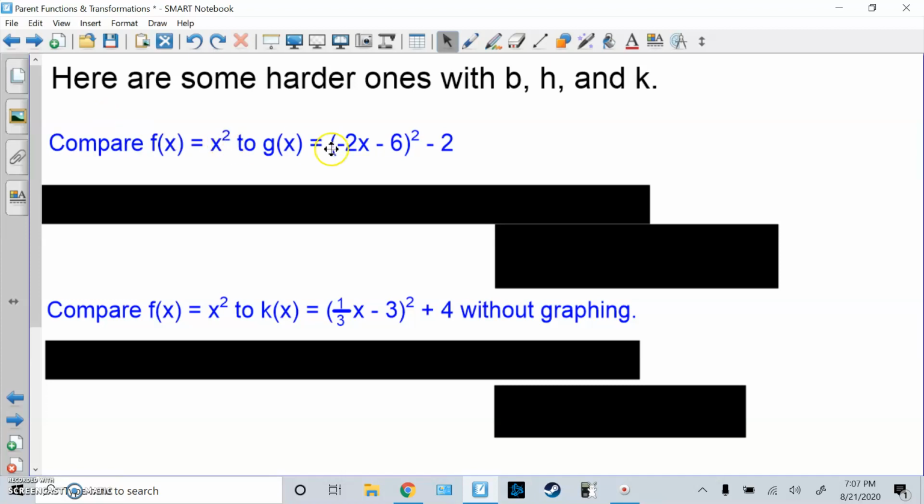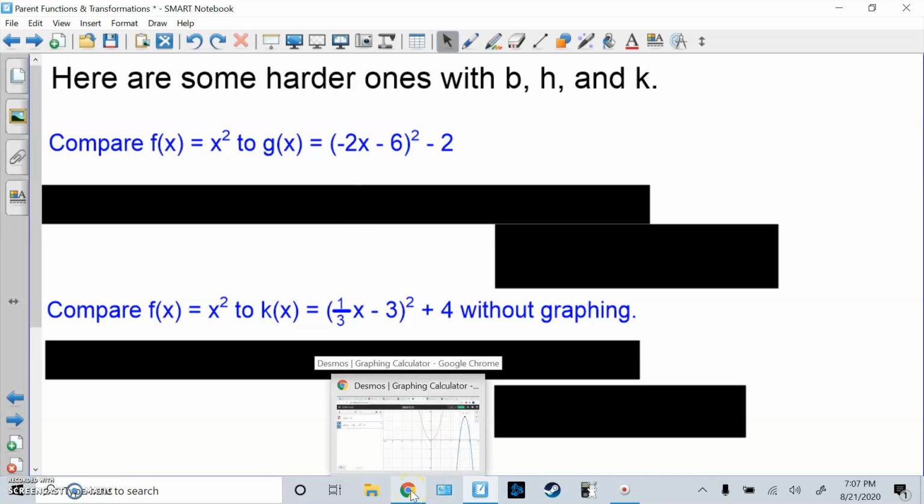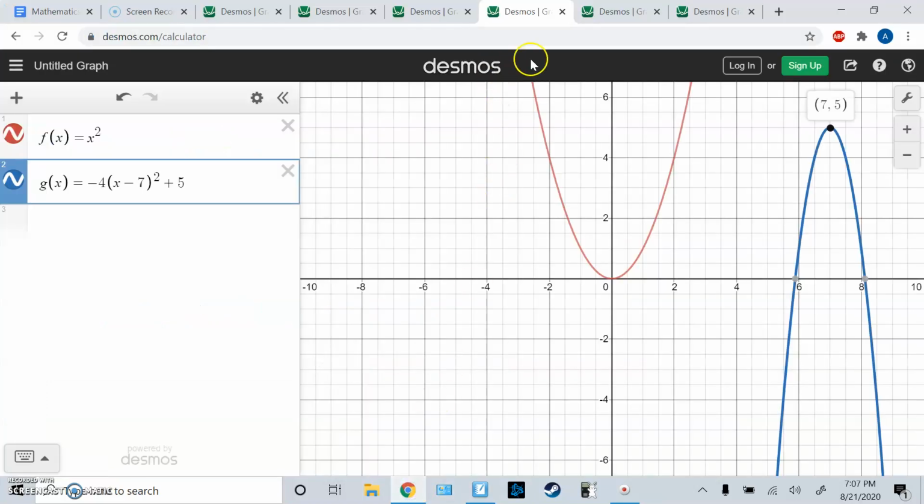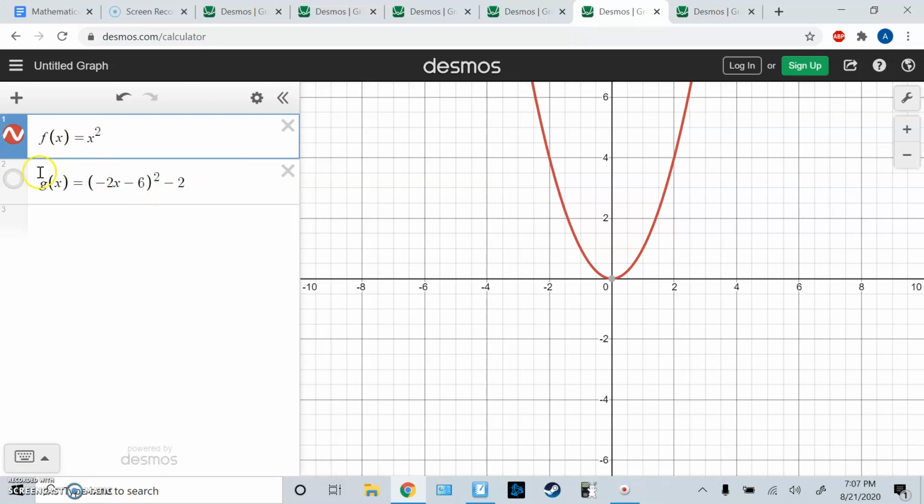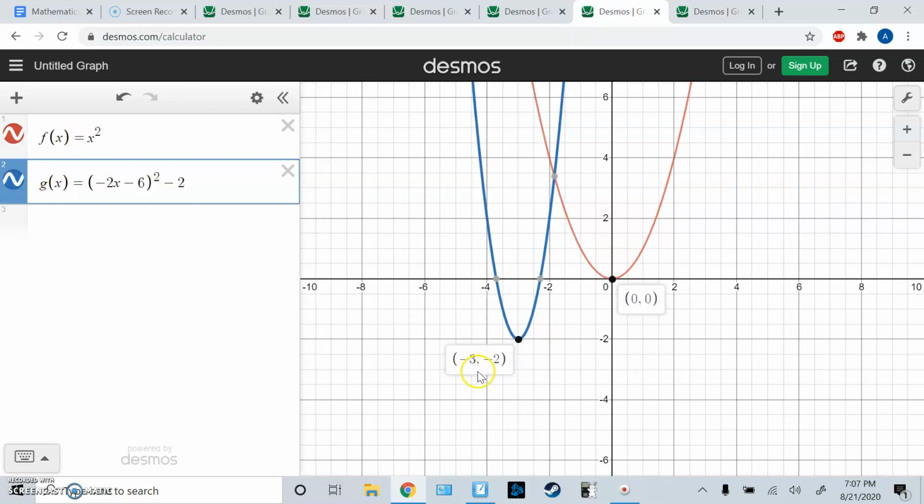Now, if you compare these two, a lot of kids think right away, oh, look, minus 6 means right 6, and oh, look, B is negative 2, but that's wrong. So actually, I'm going to show you the picture first, and then we'll talk about it. It's not going to be right 6. So here's the original, here's the new one. Look, it went to, what is that? Negative 3, negative 2. So that's not left 6, or even right 6.